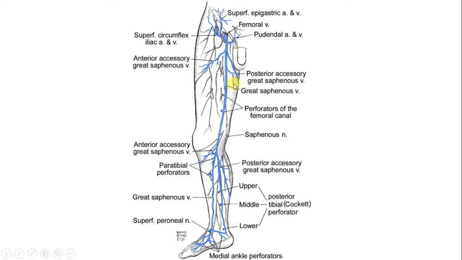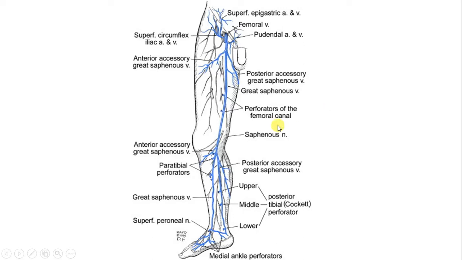The importance of these perforators is that they are guarded by valves. When the deep muscles of the leg and thigh contract, they push the blood upward, and when they relax, they create a negative pressure inside, which sucks the blood from the superficial veins into the deep veins.